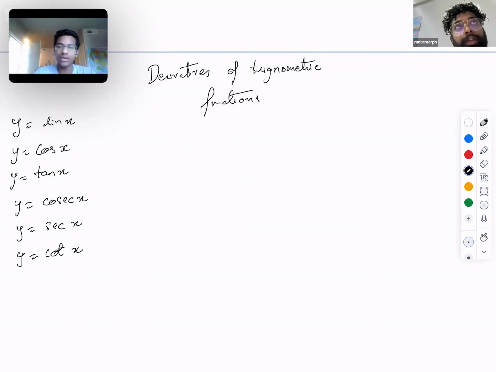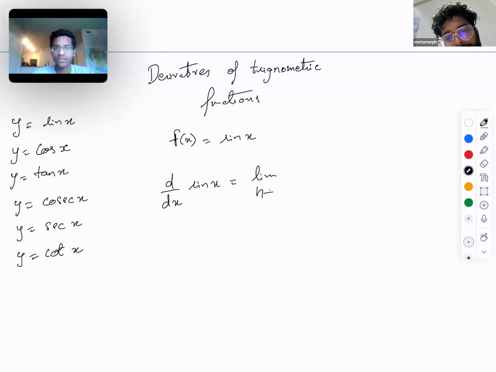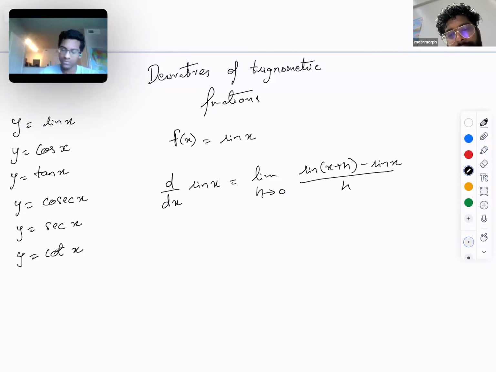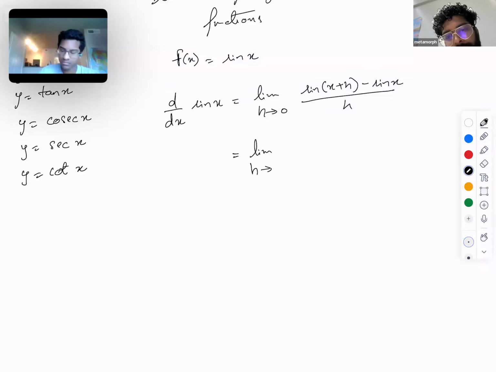Okay. So y equals sin x, right? The way we write it is f of x. That's your function. Our aim is to find the derivative of sin x. So limit h approaches 0, sine of x plus h minus sin x upon h. That gives me limit h approaches 0, sine of x plus h minus sin x over h. How do I solve it?